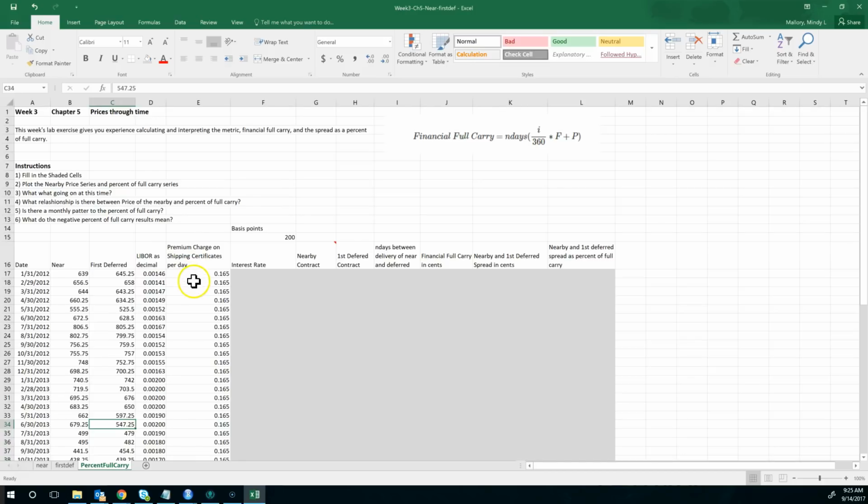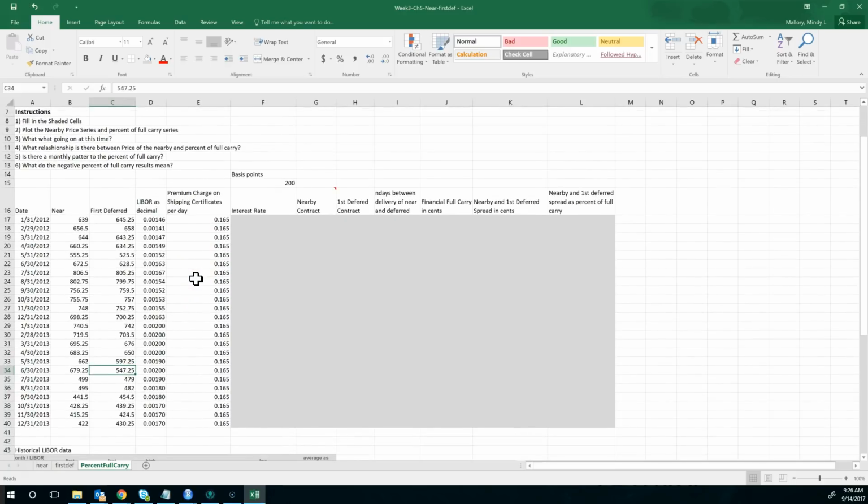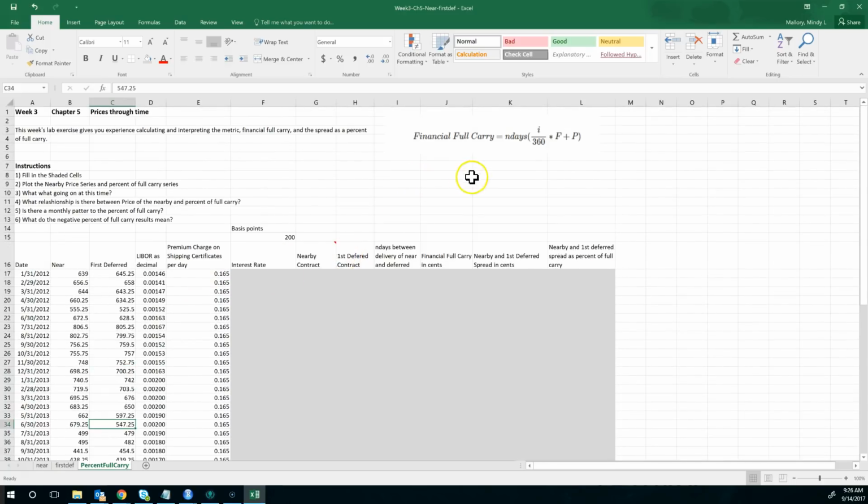So we're just going to assume that all the way down, and that'll allow us to calculate a benchmark financial full carry value that has at its basis LIBOR plus 200 basis points for the interest rate, and this 0.165 cents per day on the premium on shipping certificates, which is a fee for storage, if you will. And then you'll recall this F was the nearby futures price, so we'll have that available for us too. And when we get all of these columns figured out, then we'll be able to calculate this financial full carry.